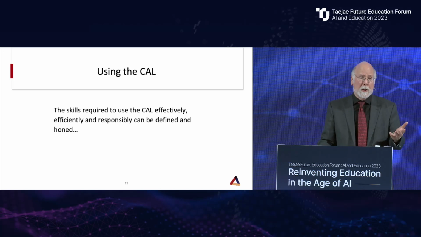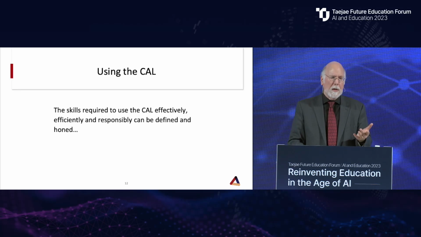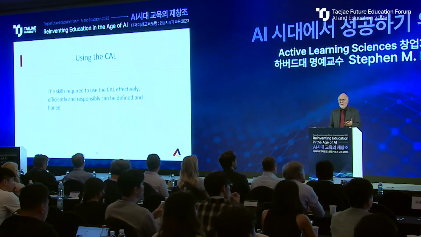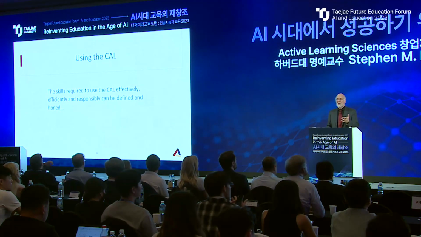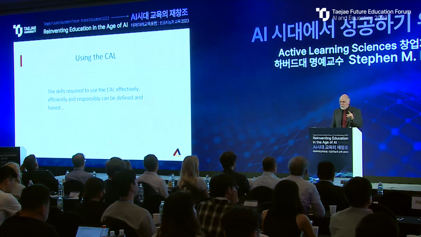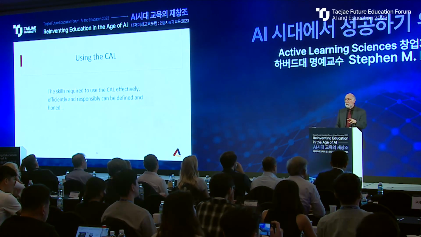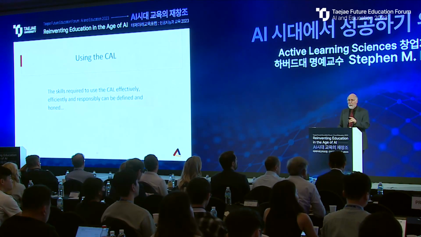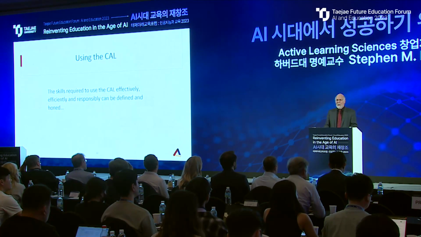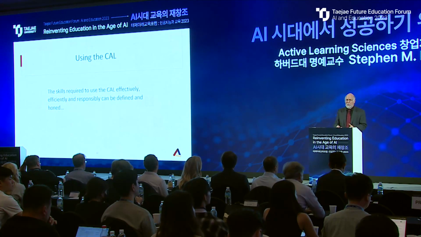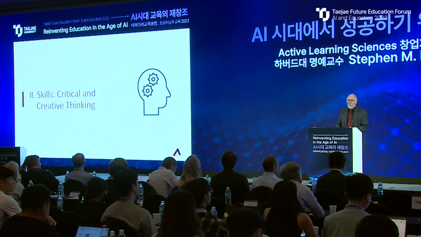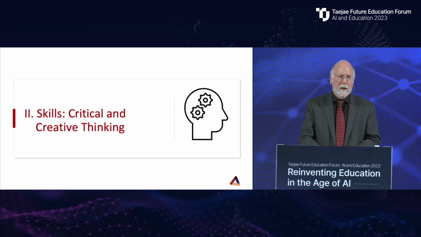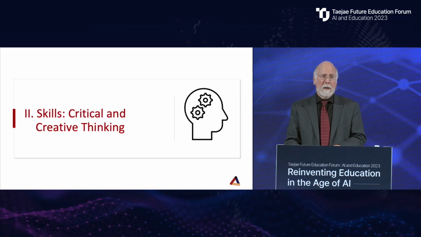So using the CAL, the cognitive amplifier loop, the skills required to use the CAL effectively, efficiently, and responsibly. So effectively, so it does what you want it to do, efficiently, as quickly as possible, and responsibly, ethics is part of this, can be defined and honed. This is what part we're going to teach. So, skills. Let's focus on two, critical and creative thinking.